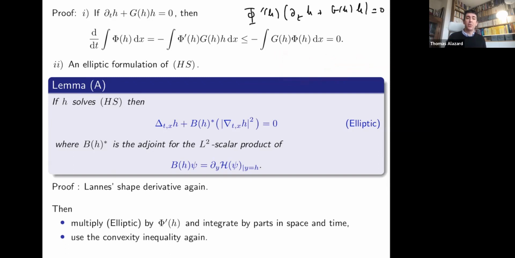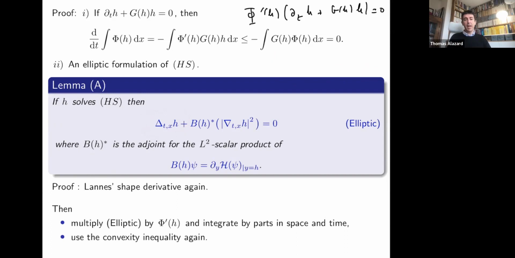To prove that it's a strong Lyapunov functional requires one more identity, namely the fact that the elliptic equation can be written in the form of an elliptic equation if you see the problem in t and x simultaneously.